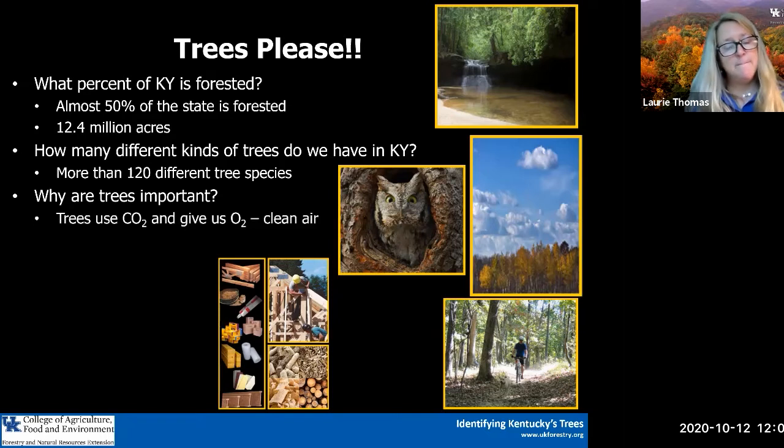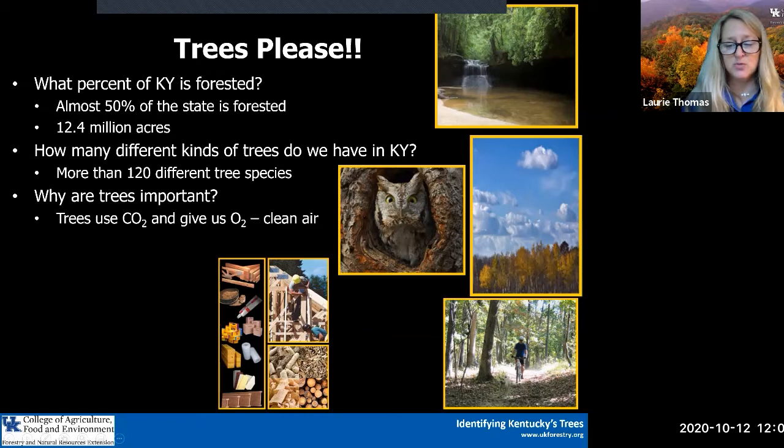Yeah, so here we go. Trees are important. A biggie is they take in carbon dioxide, they're carbon sinks, they get it out of the atmosphere, and they release oxygen, which is vitally important for all of us and wildlife as well. So trees clean the air. That picture represents that. So trees take in carbon, give off oxygen.